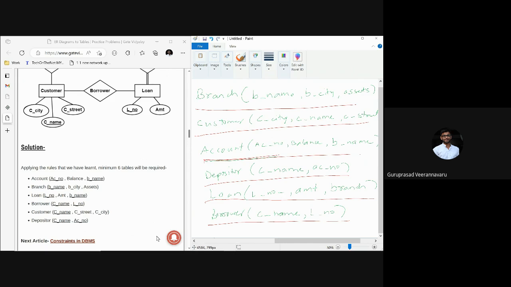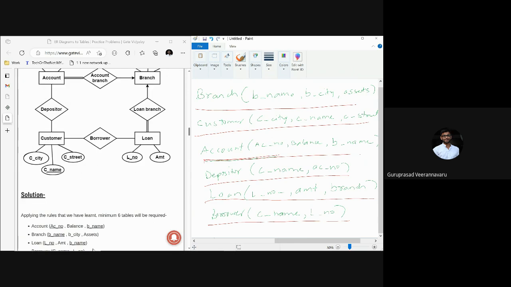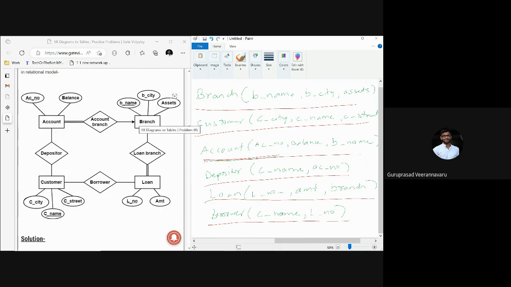So wherever we don't have a mapping, like this arrow, we first take those and write their tables. If there is a relationship between two such tables, we create a new table, call it depositor, whatever is the relationship, and then take the primary keys from both the entities. Cool. Let's take a look at another example.